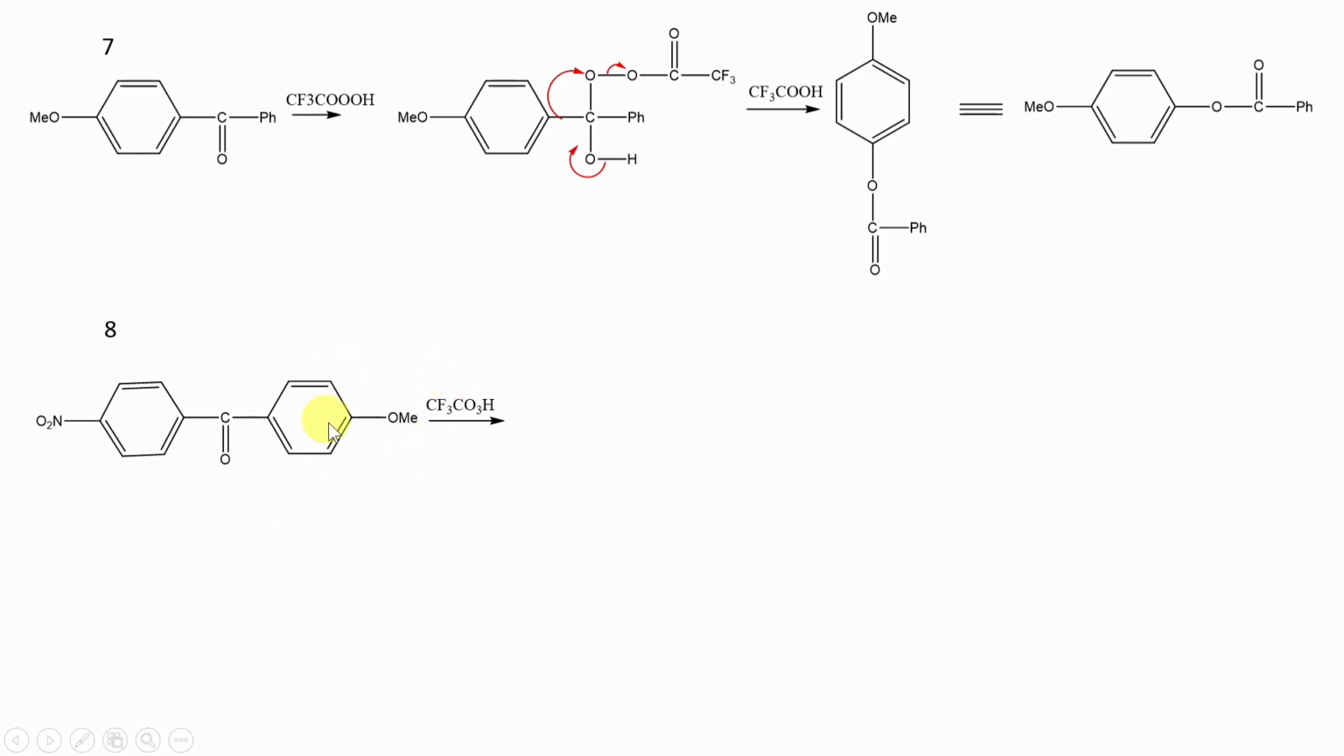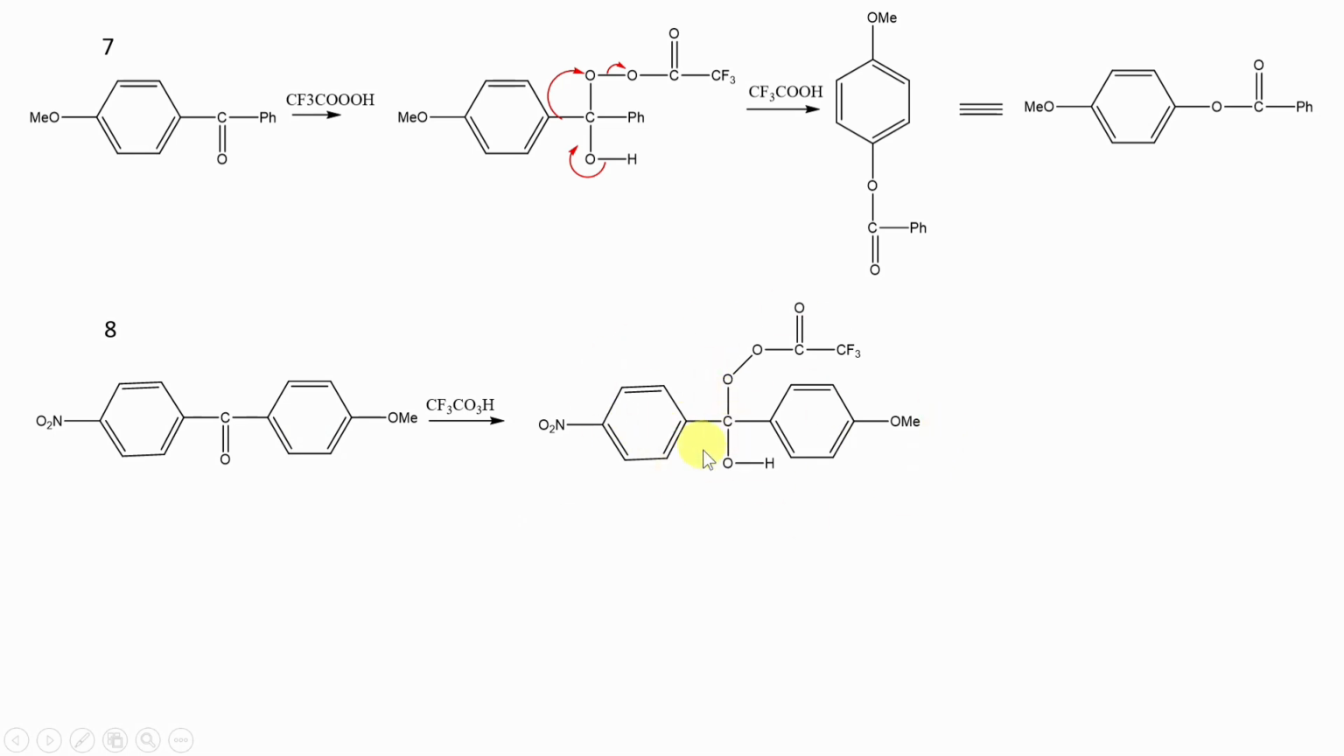And the mechanism is similar to the other mechanism we have already discussed. First of all, the proton is captured by this carbonyl group and the trifluoroperacetate ion is attached to this electron deficient carbon atom. Then migration of the para-methoxyphenyl, which has greater migratory aptitude, will take place, and the rearrangement takes place to form the product. You can see the mechanism.